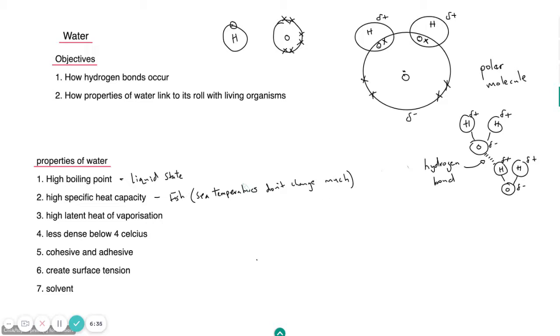Well, temperature isn't a measurement of heat energy. Temperature is a measurement of how much particles or molecules are moving. So if you think of these two molecules here, let's just highlight them. Let's put another molecule here as well. There's the hydrogen.